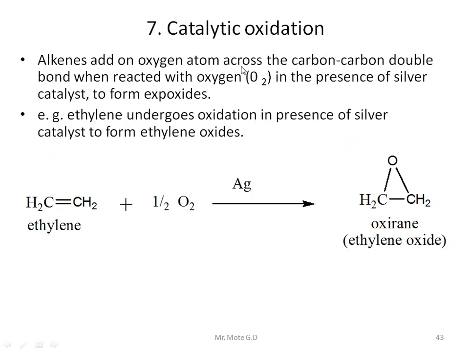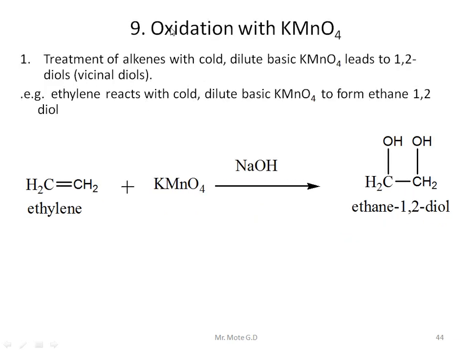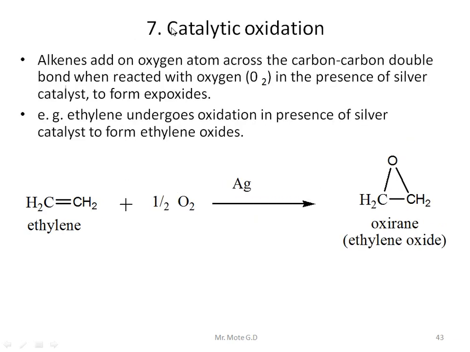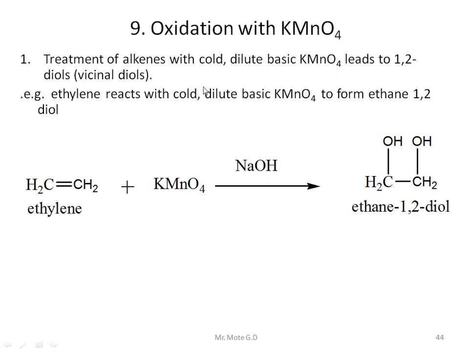Catalytic oxidation means we are using a catalyst like silver and performing oxidation. So ethylene undergoes oxidation in the presence of silver to form ethylene oxide. Then the next method, oxidation with KMnO4, means we are treating ethylene with KMnO4 in the presence of NaOH and it will produce ethane-1,2-diol.